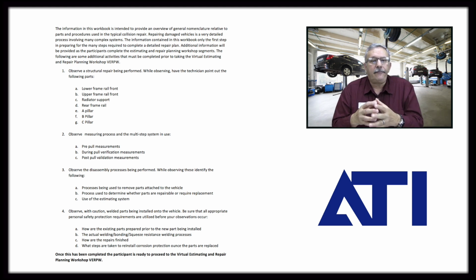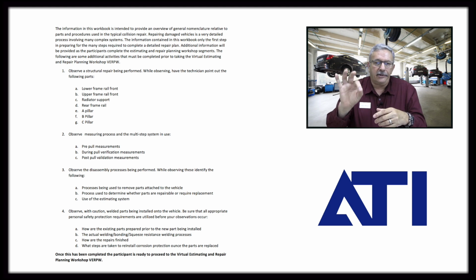Number 3, we want you to observe disassembly processes being performed. While observing them, I want you to look at the following. Number 1, processes being used to remove the parts that are attached to the vehicle. Number 2, the process used to determine whether the parts are repairable or if they will require replacement. And then the actual use of the estimating system, picking out the guide numbers, making sure that all the options are identified, all those steps within the estimating process. We want you to observe those systems being used.